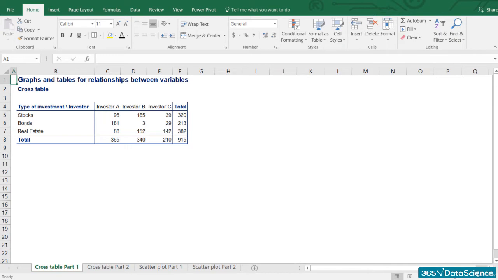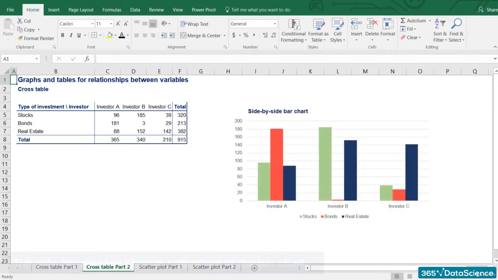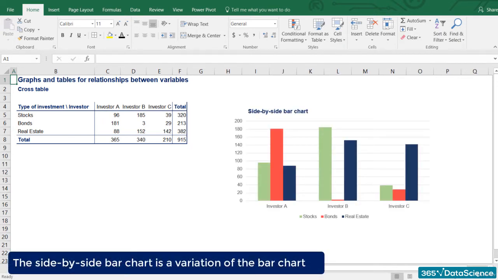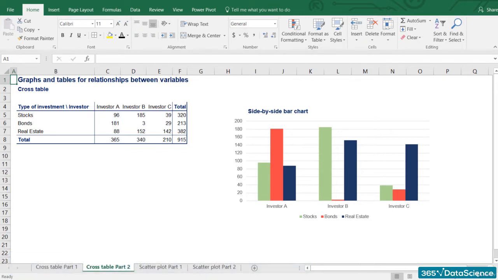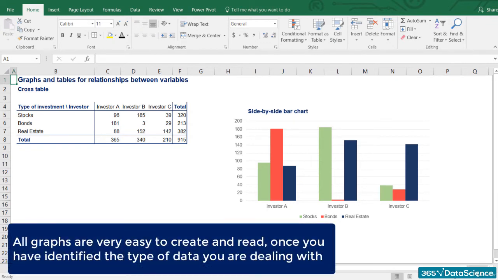A very useful chart in such cases is a variation of the bar chart called the side-by-side bar chart. It represents the holdings of each investor in the different types of assets. Stocks are in green, bonds are in red, and real estate is in blue. The name of this type of chart comes from the fact that for each investor, the categories of assets are represented side by side. In this way, we can easily compare asset holdings for a specific investor or among investors. Easy, right? All graphs are very easy to create and read once you have identified the type of data you are dealing with and decided on the best way to visualize it.